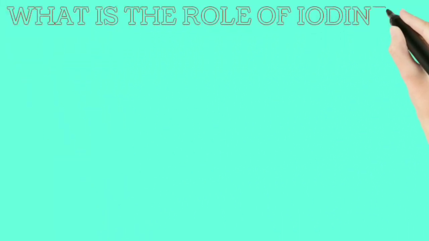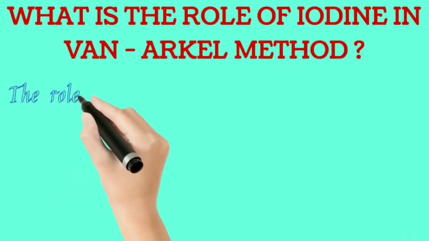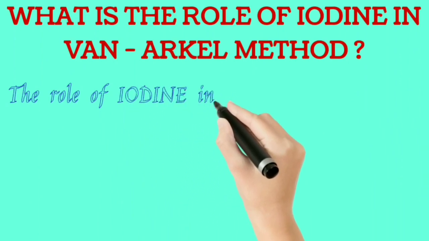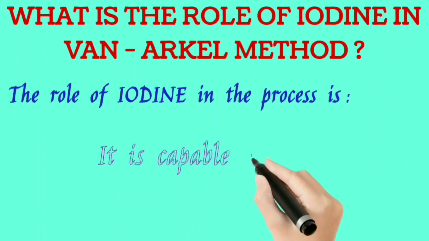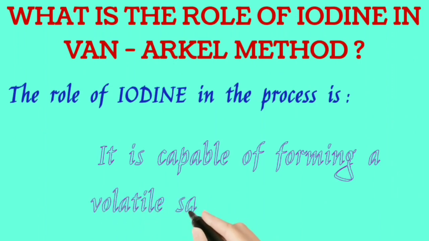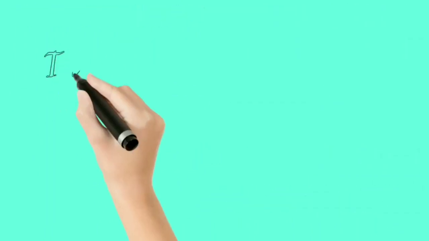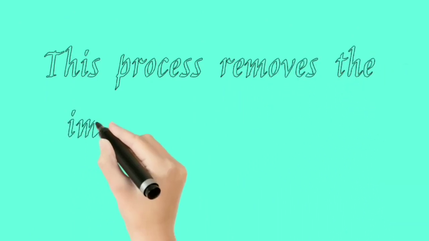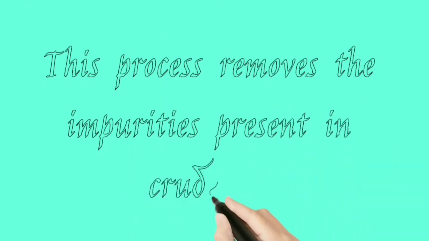So what is the role of iodine in the Van Arkel method? It's a very important question now. Why are we purposely adding iodine here? The iodine plays 2 roles here. One is, iodine is capable of forming a volatile salt. So first it forms a volatile salt with titanium as well as zirconium, and if you take titanium, it is titanium tetraiodide with iodine. Second thing is, in this process the iodine is used to remove the impurities present in the crude titanium. That is, impurities do not react with the iodine. You know it now. That's why. So these are the 2 important roles of iodine.